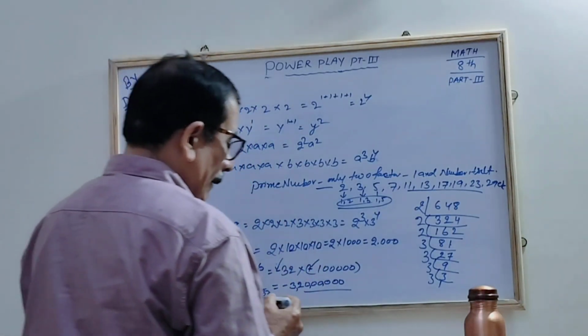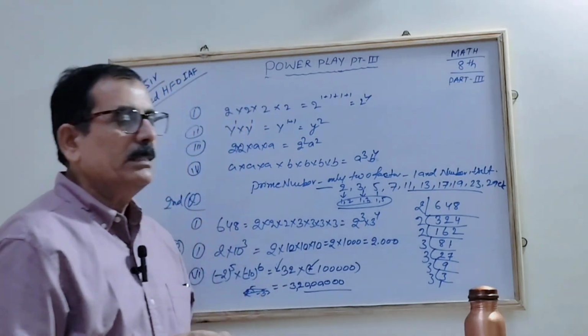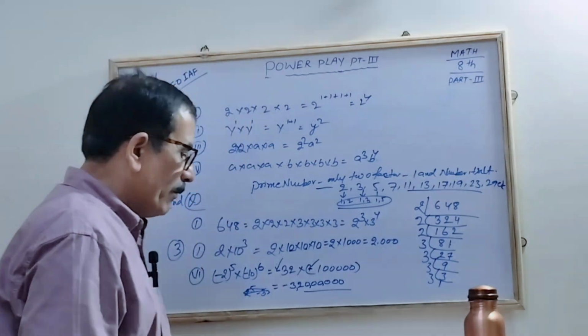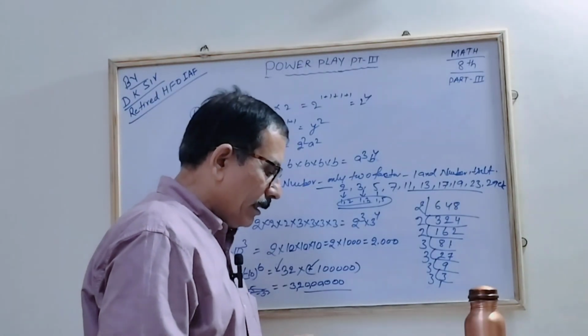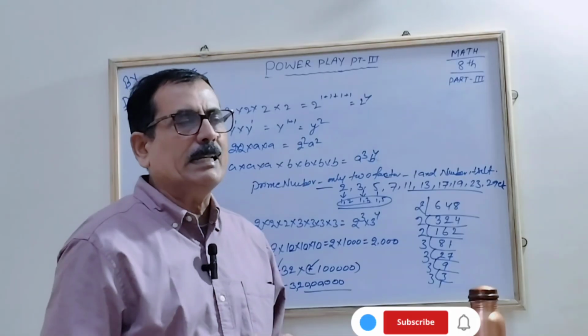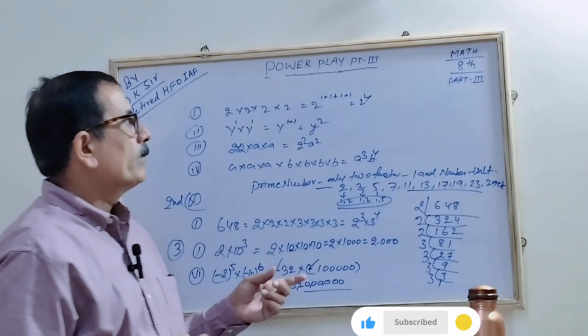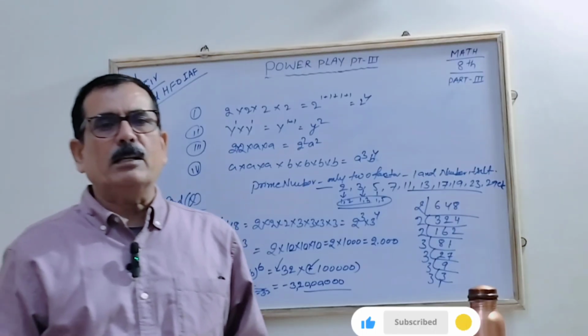Gentlemen, today I am completing part 3. Please wait for part 4 where we will take a few in-text questions and the magical pond combination and so on. Please wait. Thank you, gentlemen.